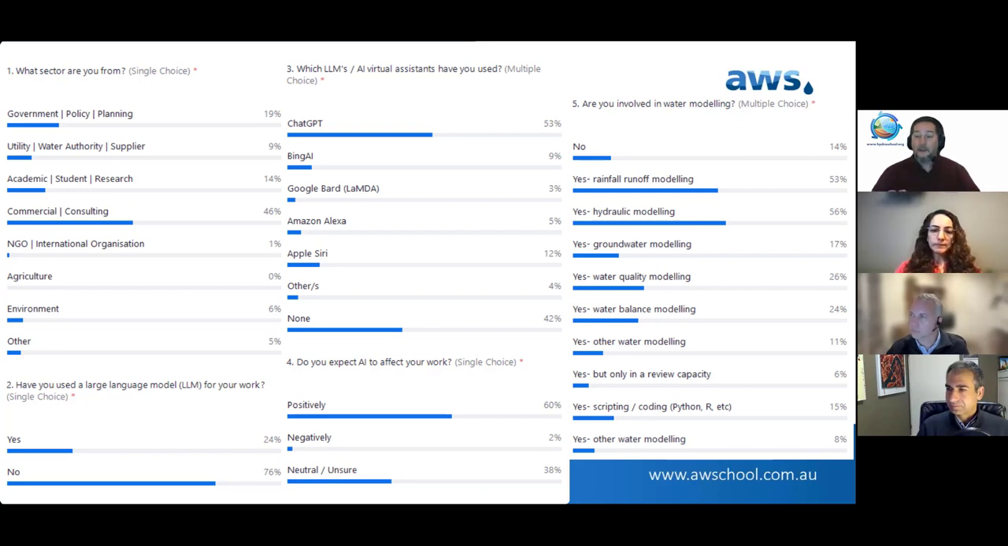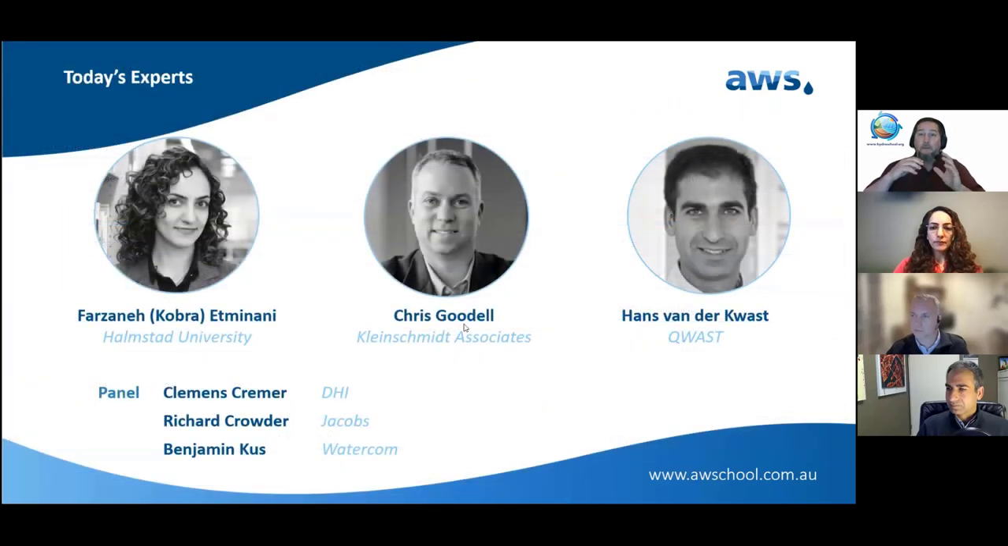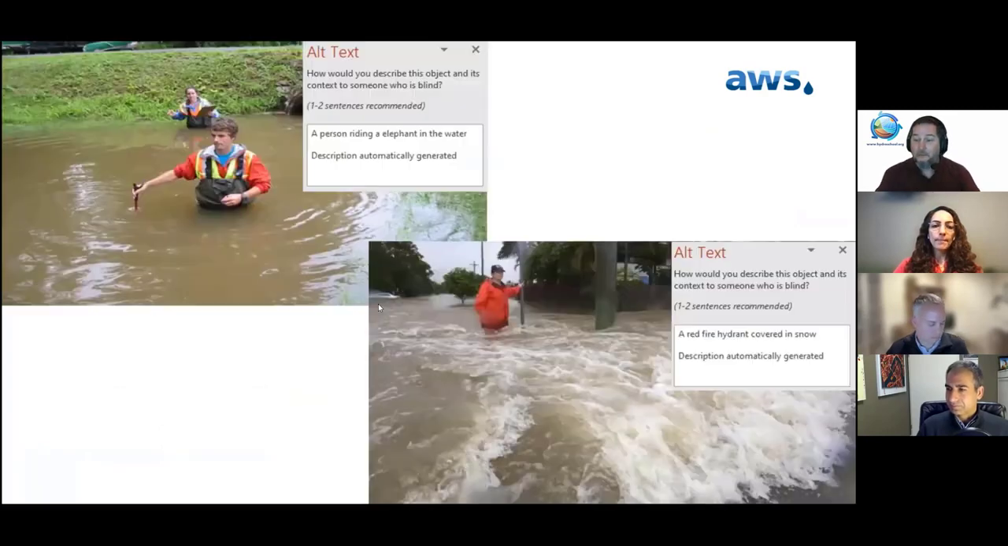Most people expect AI to affect things positively. So those fears that some people have expressed, maybe they're unfounded. Let's find out a little more about that today. A lot of people here are involved in water modeling. So we've got almost half of the community that's joined us today involved in water modeling. So that's good because we have taken one part of the water sector, modeling, and focused on that. There are many, many other applications that you'll see momentarily.